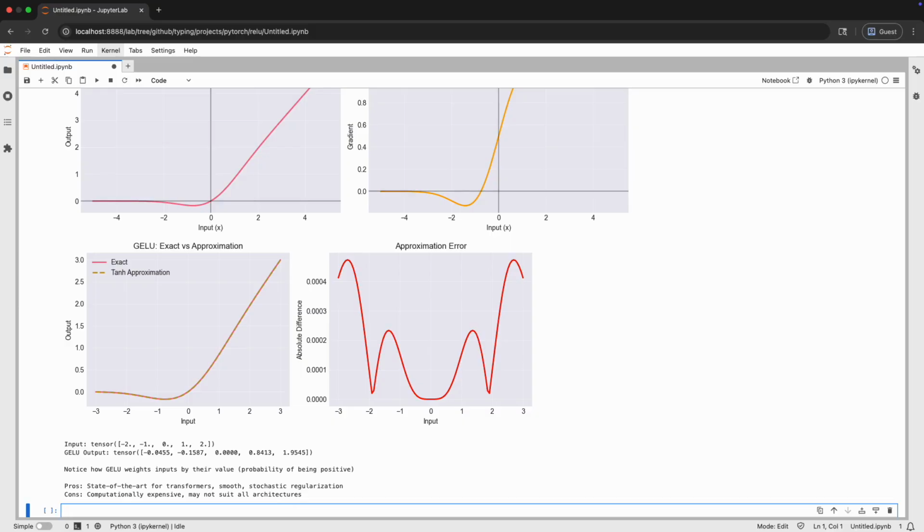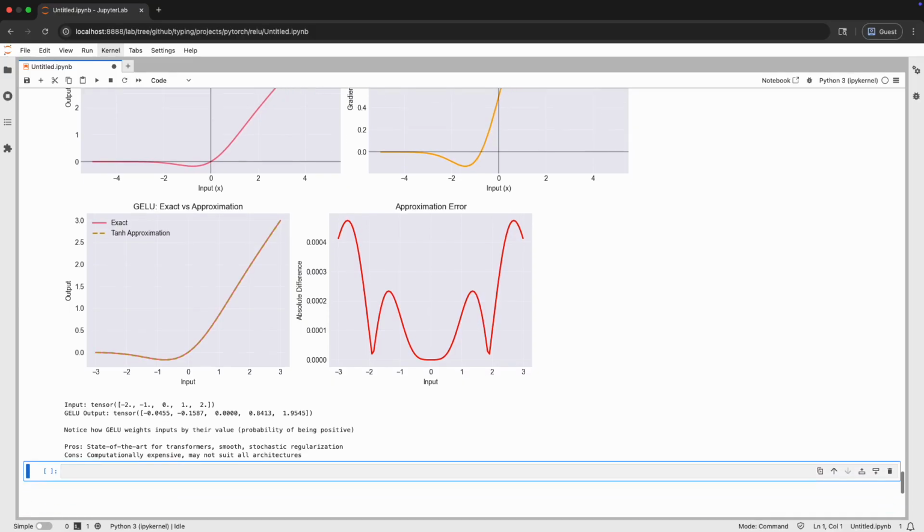The comparison between exact and approximate versions reveals they're nearly identical, with the approximation error being negligible for most practical purposes. The probabilistic interpretation is evident in how GELU gradually transitions from near zero for negative inputs to near identity for positive inputs. This smooth gating mechanism has proven highly effective in transformer architectures, contributing to their state-of-the-art performance in NLP tasks.